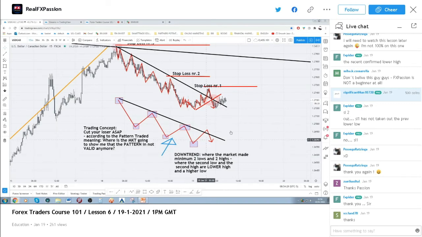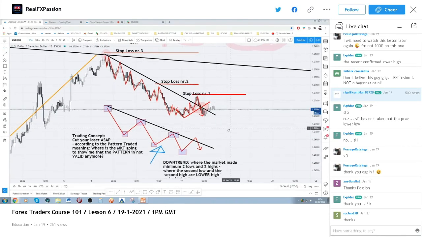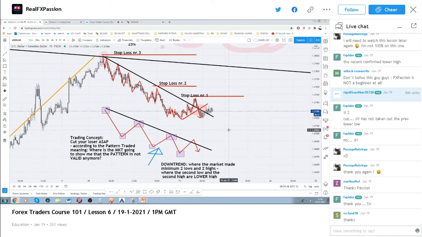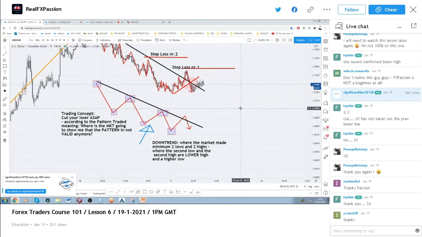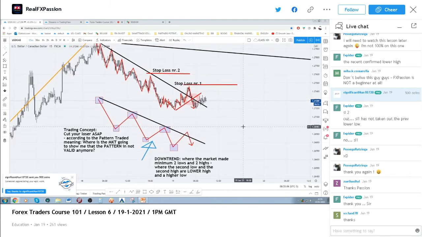Spider, the recent confirmed lower high. Great answer, Spider. So, between stop loss number one, stop loss number two, stop loss number three, oh, come on, do you need to tell everything? Don't tell all my secrets. I'm a beginner trader, everybody, as you are. Spider, stop loss number two. What about stop loss number one?